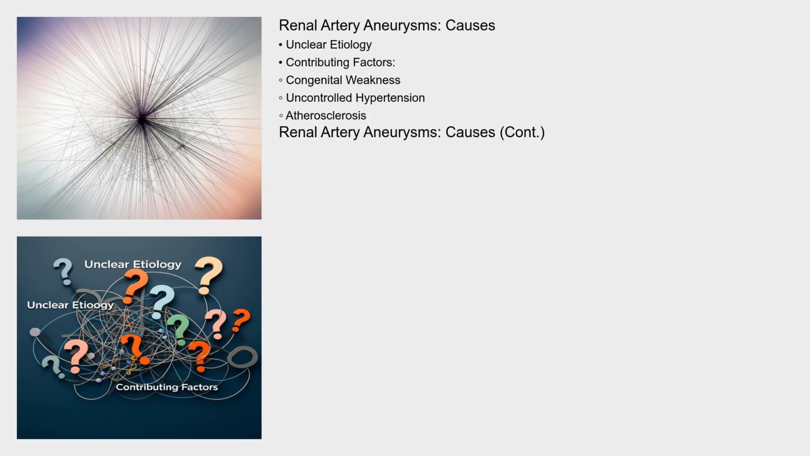While the exact etiology remains somewhat unclear, several factors contribute to their development. These include congenital weaknesses in the artery wall, uncontrolled high blood pressure, atherosclerosis or hardening of the arteries, fibromuscular dysplasia, a condition that affects the walls of the arteries, genetic disorders such as Ehlers-Danlos syndrome, and in rare cases, trauma or infections that damage the artery wall can play a role as well. It's often a combination of these factors that leads to the formation of a renal artery aneurysm.